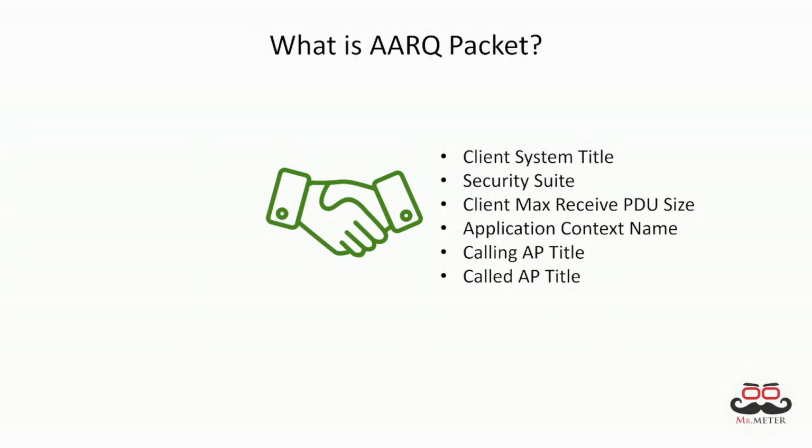And the last two, the calling AP title and the called AP title. The first one is the title of the calling application, which is the client, and the last one will be the title of the called application, which is the server or meter. If everything aligns, the meter responds with an association response or AARE packet, confirming the association and providing additional details. Consider this, that a successful AARQ establishes a secure channel between the smart monitor and the meter. Now they can exchange metering data, control commands, and other relevant information.